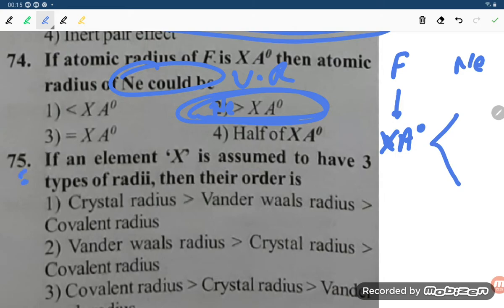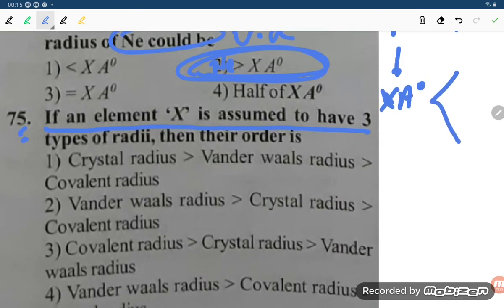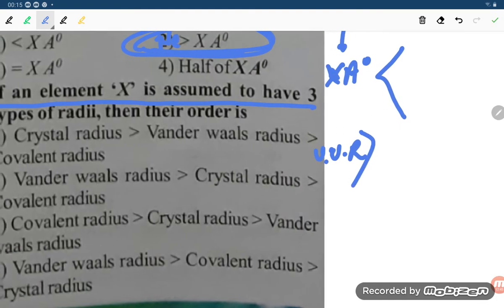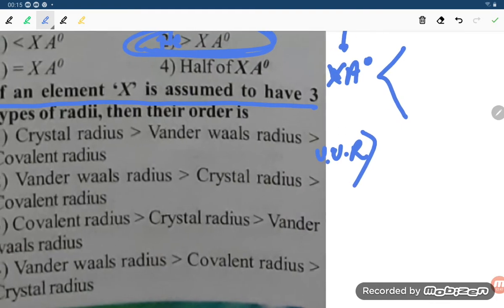Next, question number 75. If an element Xe is assumed to have 3 types of radii, then what is their order, student? If you want the order, van der Waal radii is the highest. The largest is van der Waal radii. Then will come covalent, okay, covalent. Then it will come ionic.